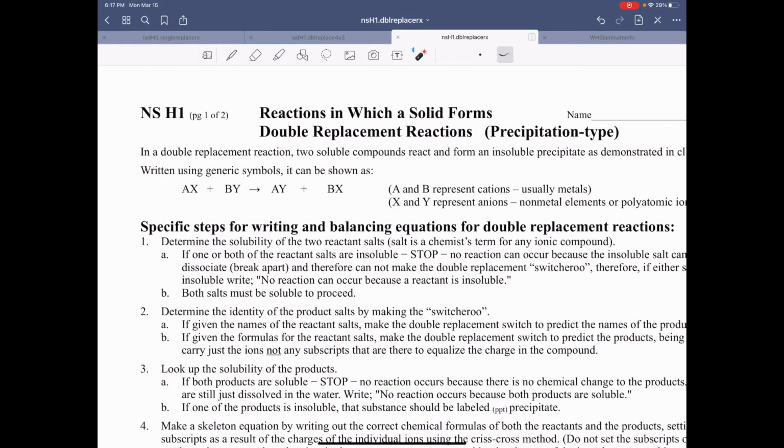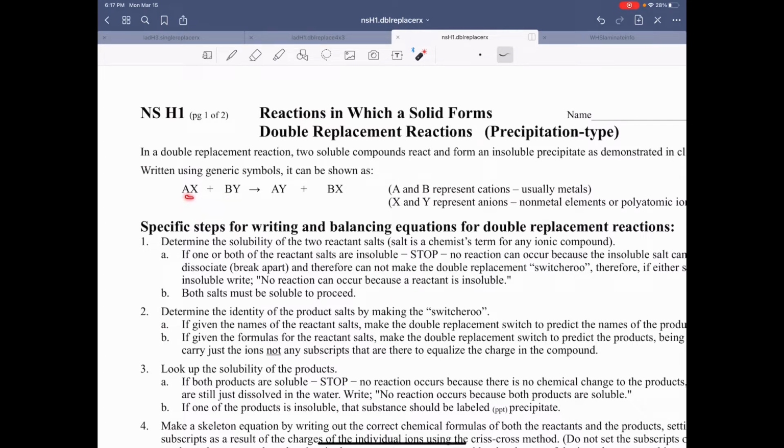This is a video to help you learn how to write reactions in which a solid forms, a type of double replacement reaction. Sometimes we'll call them the precipitation type. It's a good idea to get out note sheet H1 so that you can follow along and use H1 as a reference. Notice that we're reacting two compounds with each other, and there is a switch in the compound.